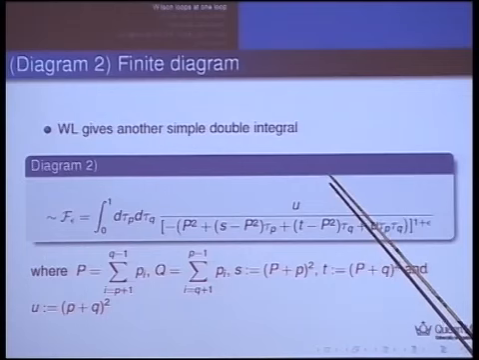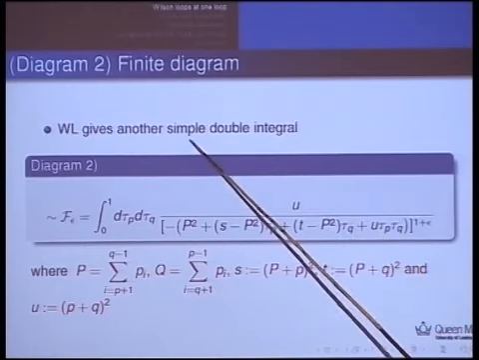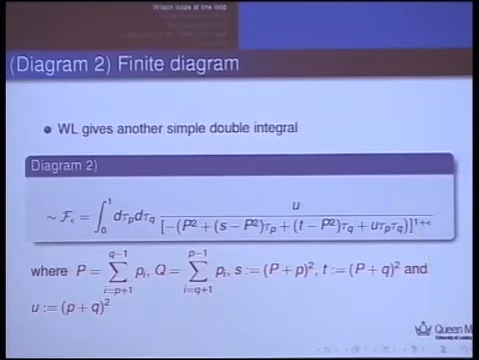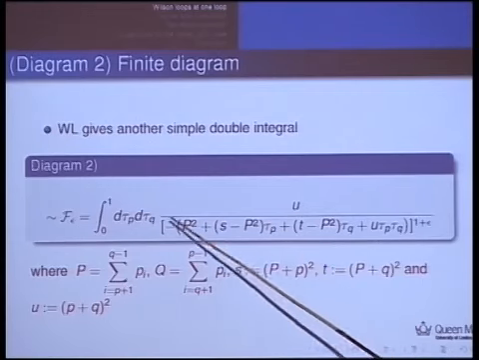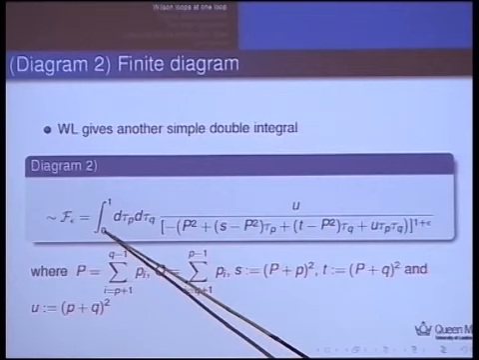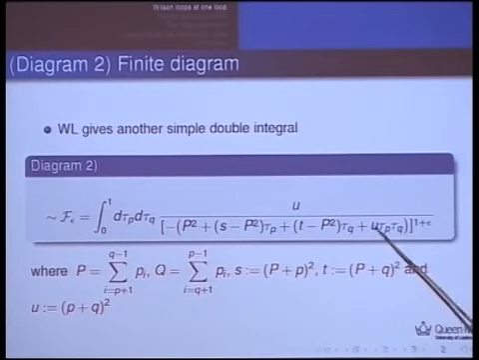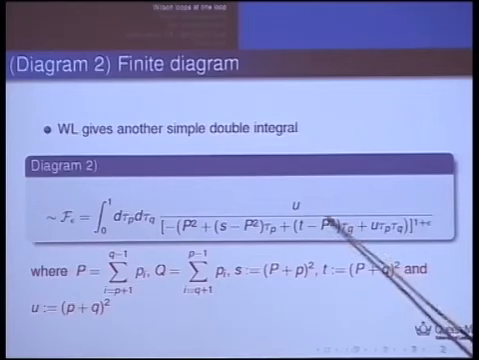So the second diagram, the Wilson loop, gives a simple double integral. So it's a nice expression. You've got 2 integration variables from 0 to 1, and they occur bilinearly here. This just comes from the propagator.